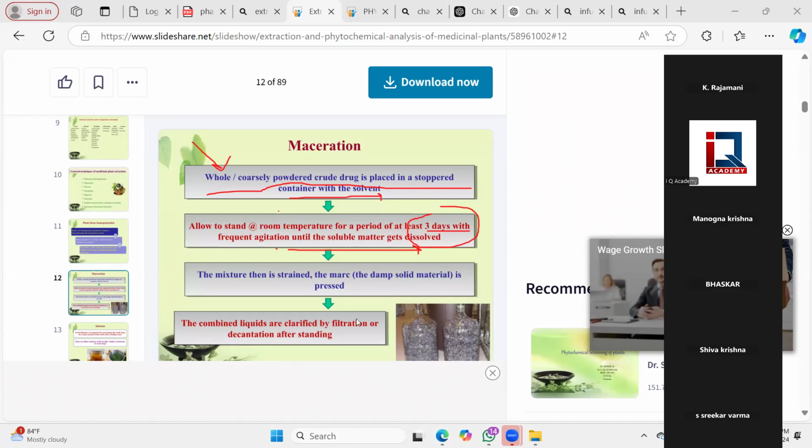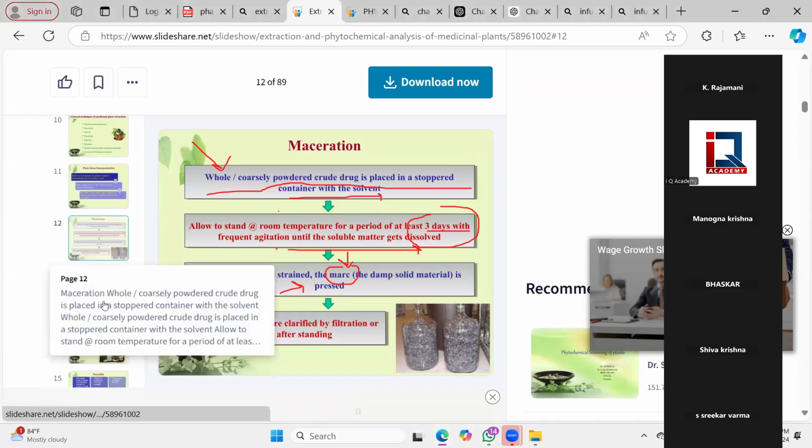The mixture is then strained, and marc and menstruum are the two important things you should remember, and the damp solid material is pressed. So what is marc and what is menstruum? The liquid in which the crude drug is extracted, the solvent, is called menstruum, and the marc is the crude drug or the powdered drug which we are using to extract. Then the combined liquids are clarified and filtered by decantation or by filtration. So this is what happens in maceration.